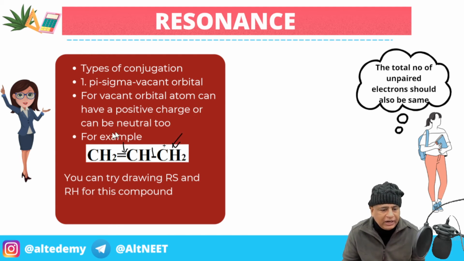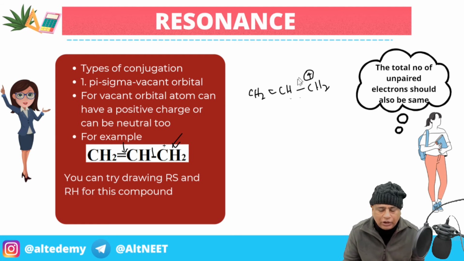For a vacant orbital, the atom can have a positive charge or can be neutral too. Both things can happen. So we can draw various resonating structures and a resonance hybrid for this particular compound. This is what is called pi sigma vacant orbital configuration. Like if we have CH2 double bond CH2 with a positive charge.